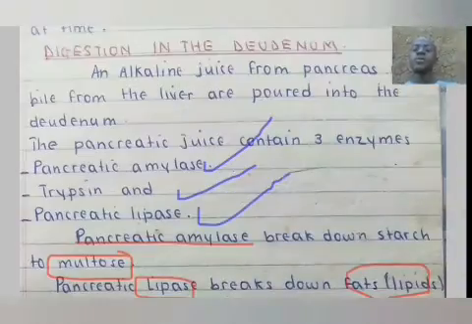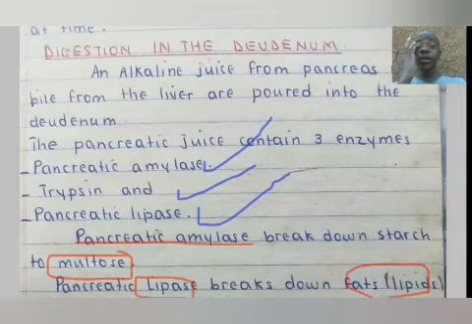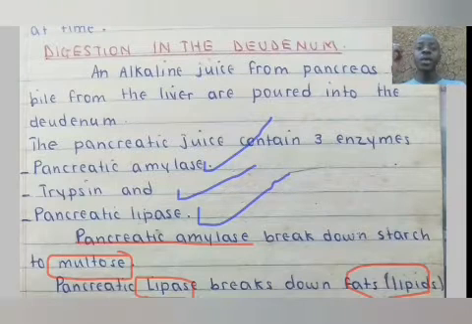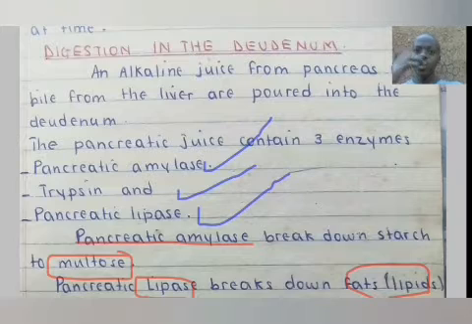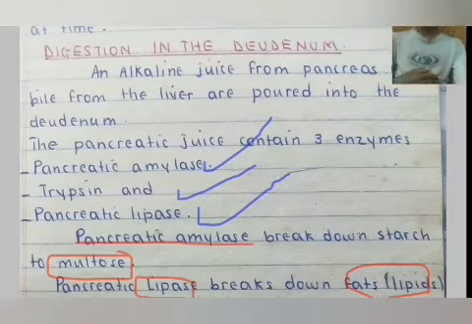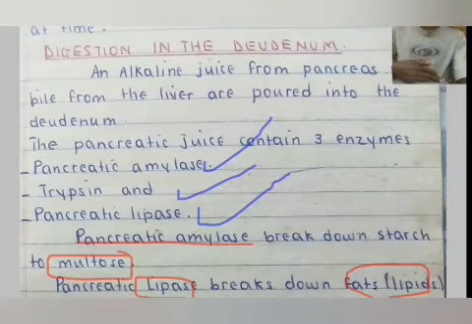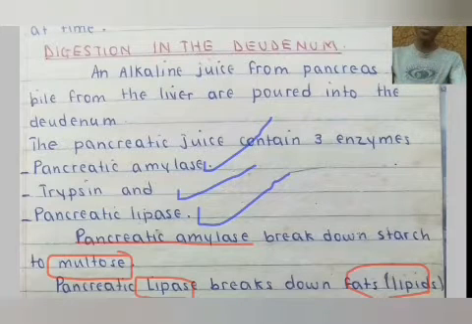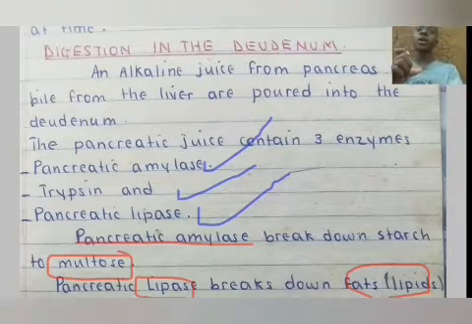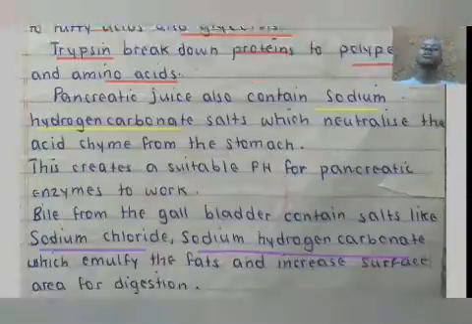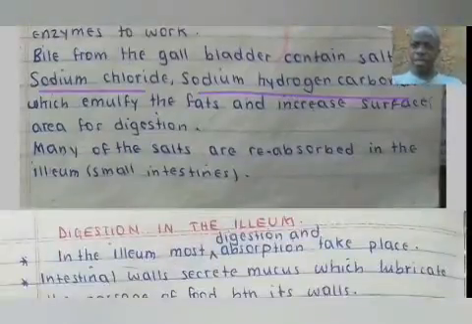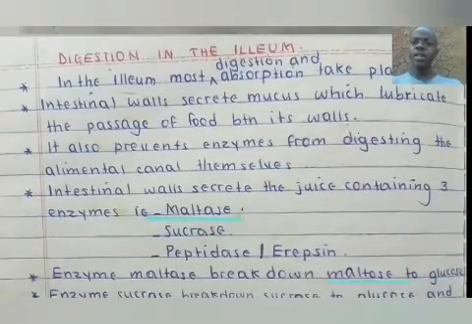So we have so far looked at the digestion process. In our second video, if you have watched it, we looked at the digestion in the mouth and the stomach. So we saw how the digestion processes take place in the stomach and in the mouth. And now today we have seen what takes place in the duodenum, and also the ileum.